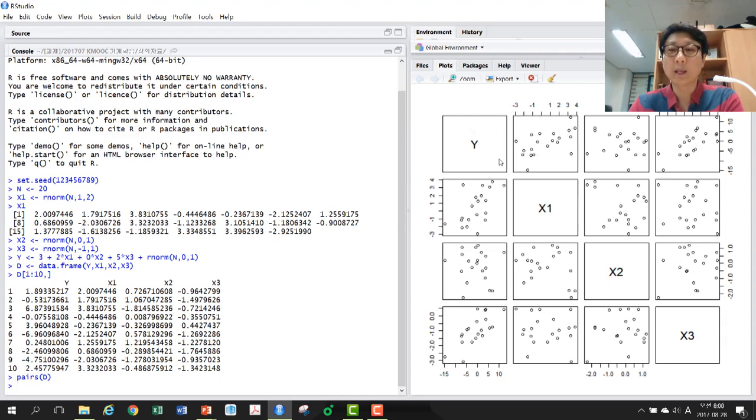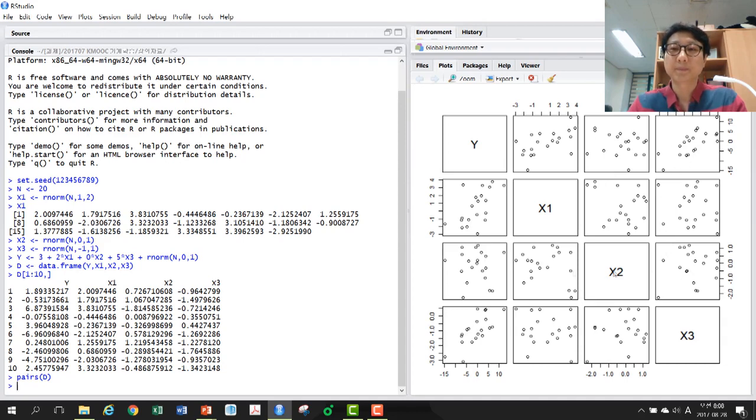And this one is between y and x2. This scatter plot shows y and x3. And this one is the scatter plot between x1 and x2. In total there are 20 points. From this visualization of the data, the first thing we can see is that y is somewhat linearly correlated with x1 and x3, but not much correlated with x2. That's very obvious because we designed the data in such a way.